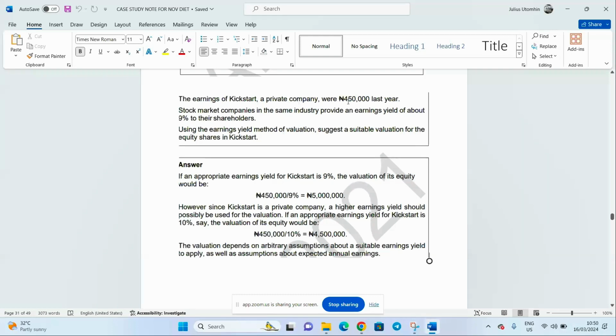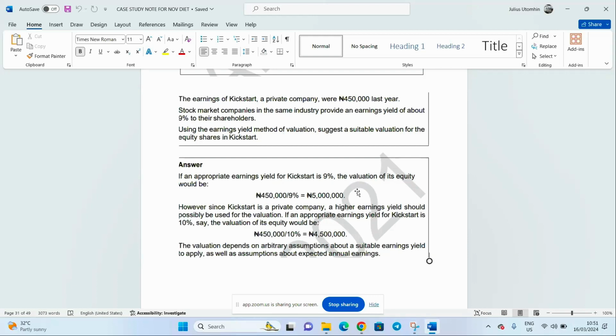The earnings of Kickstart, a private company, were 450,000 naira last year. Stock market companies in the same industry provide an earning yield of about 9% today to their shareholders. Using the earning yield method of valuation suggests a suitable valuation for the equity share in Kickstart. When the appropriate earning yield for Kickstart is 9%, the valuation of equity will be what? The valuation of equity will be 450 divided by 9%. Case closed. That shows the answer has closed. The solution they ask you ends at 5 million.